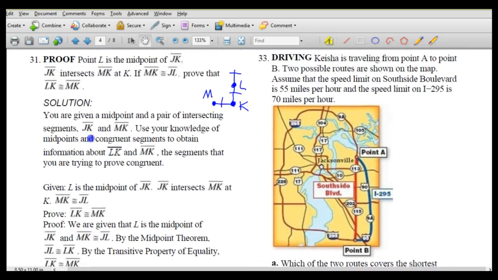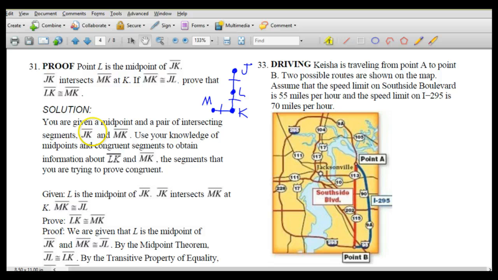So we state our given information. L is the midpoint of JK. JK intersects MK at point K, and MK is congruent to JL. Then we state what we want to prove. So we want to prove that LK and MK are congruent. So now we go into our proof.